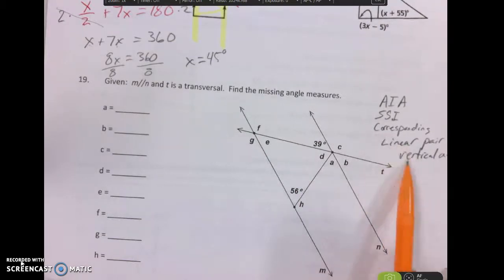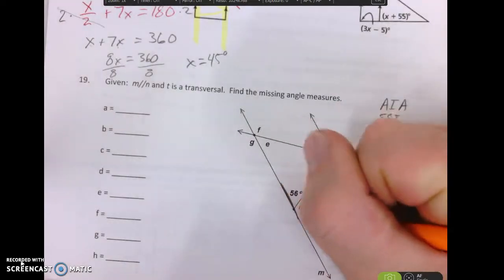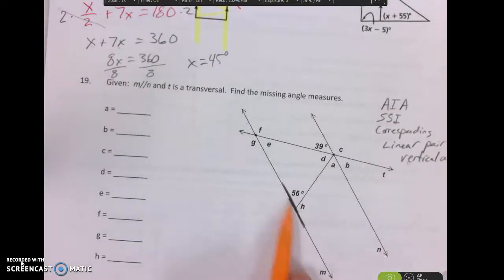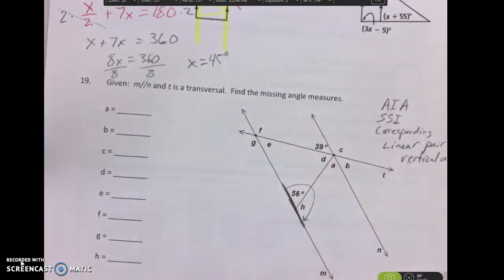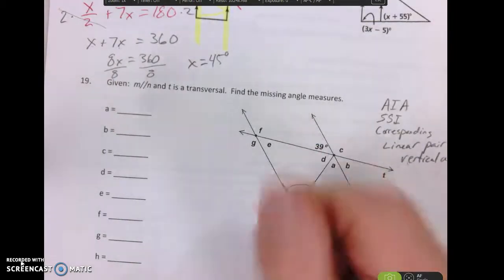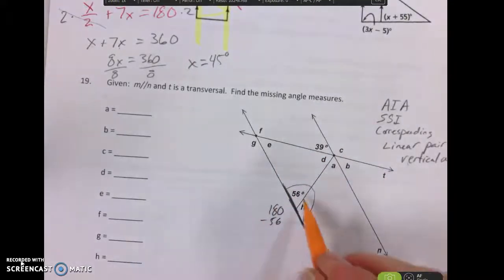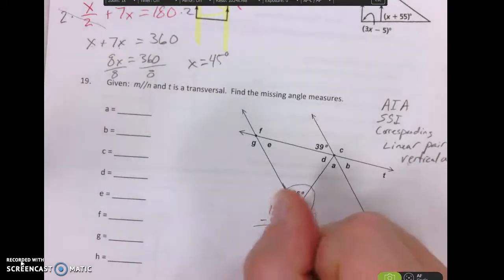I'm usually going to start with these two. They're the easiest, the linear pair and the vertical angles. Right here, this one. So this will be a good start. If I just start right there on the picture, I see a straight line that I traced out. So from here to here adds up to 180. So the total is 180. I can take away the 56, find out what's left here for h. So 180 minus 50 would be 130, minus 6 more is 124.